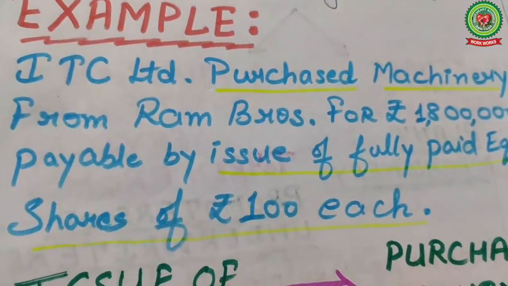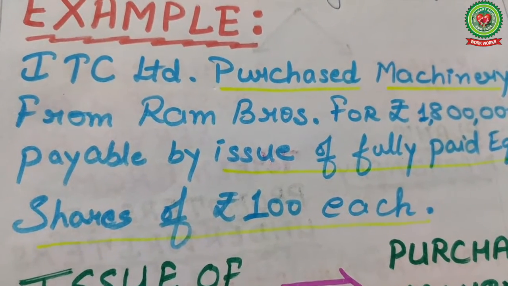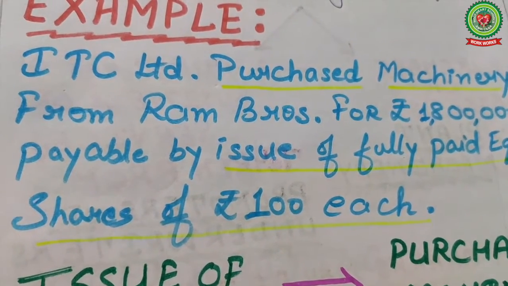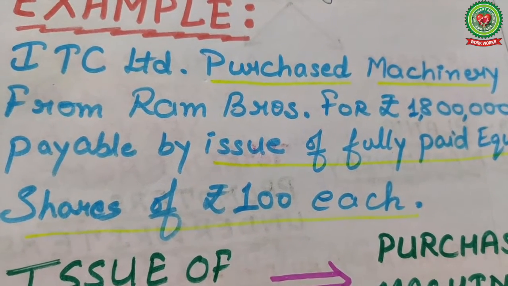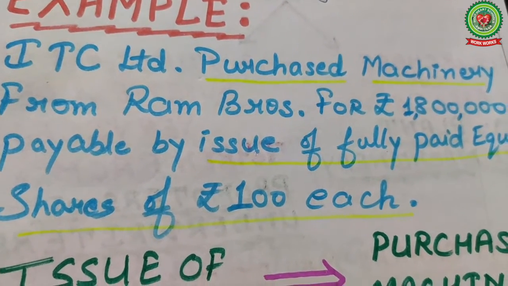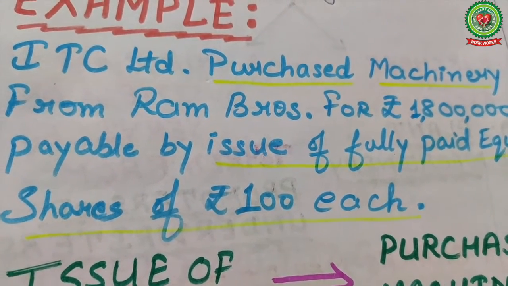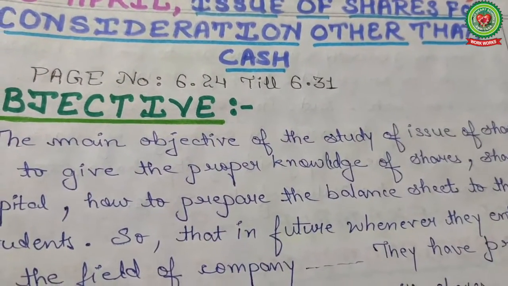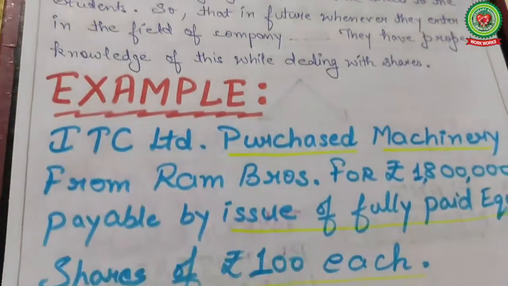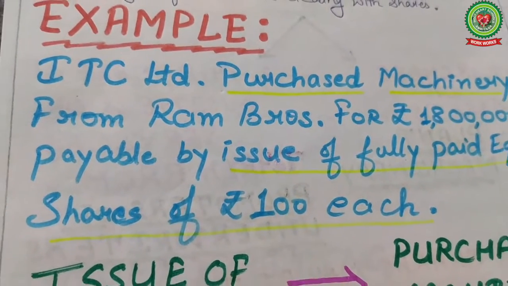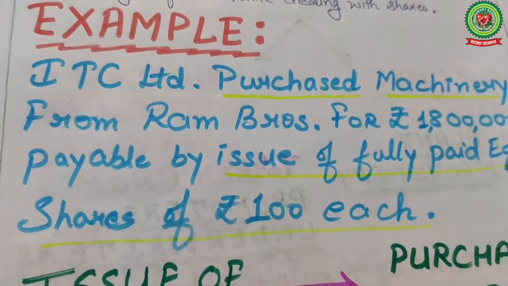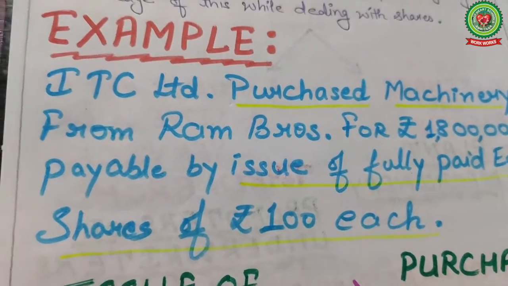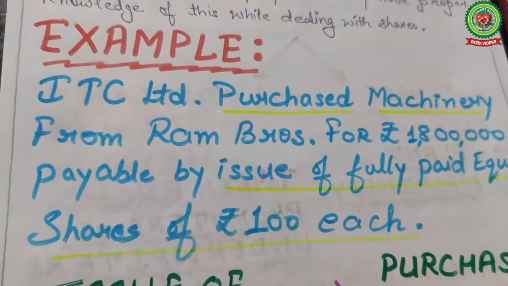Now the example, see the example students. ITC Limited purchased machinery from Ram Bros for rupees 18 lakh payable by issue of fully paid shares of 100 each. So the topic is other than cash. Other than cash means when the company issues shares and does not receive cash in consideration, but only receives machinery or any kind of asset.